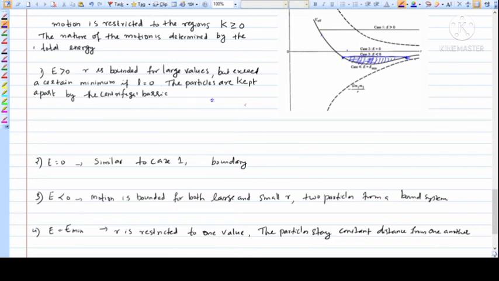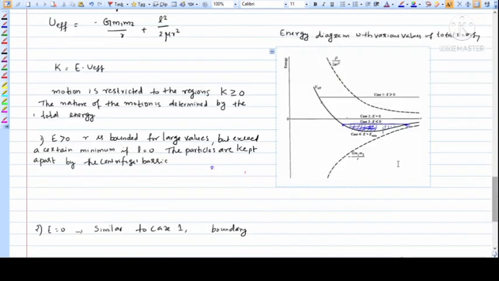The two particles form a bound system here. And in the fourth case, E is equal to E minimum, this is the E minimum value. For E equal to E minimum, R is restricted to one value. Here at this point R is restricted to one point, where we have only one minimum.